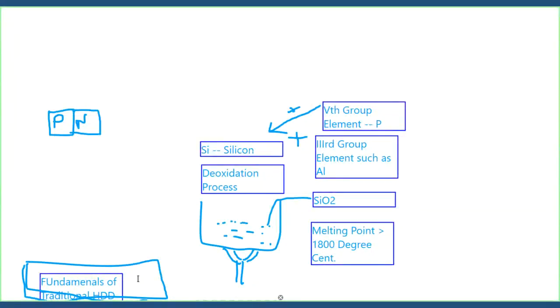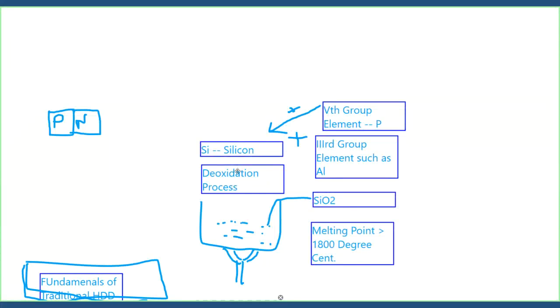Today we are going to discuss the fundamentals of the traditional hard disk. What happened? One of my friends took sand, whose chemical formula is SiO2. He took the sand in a furnace and started heating it. The melting point of sand is greater than 1810 degrees centigrade. So once it crosses the melting point, around 1800 degrees centigrade, you get melted silicon dioxide.